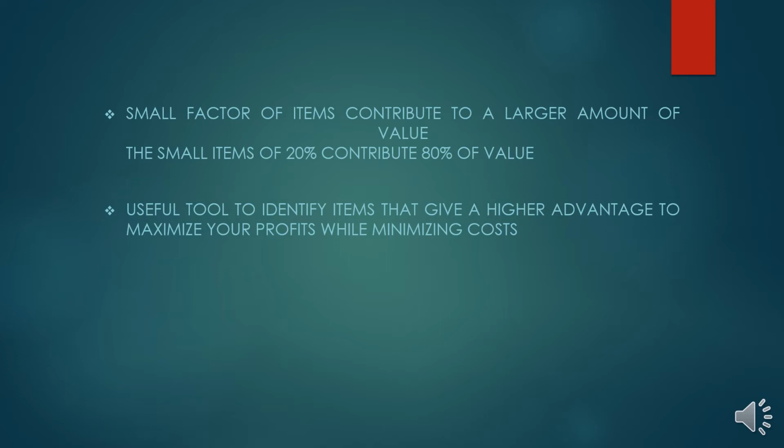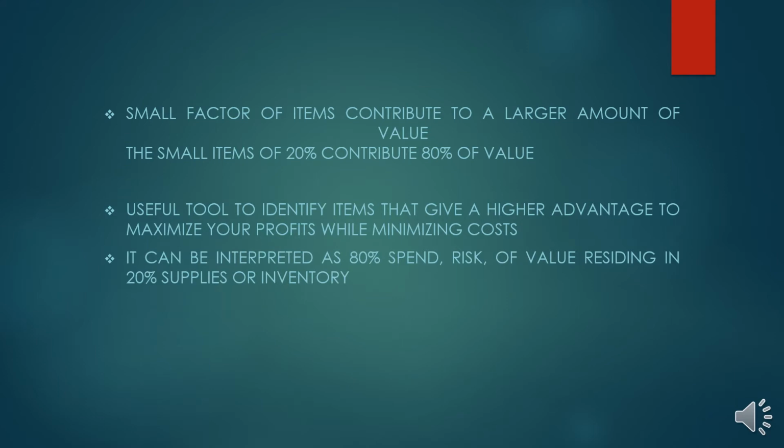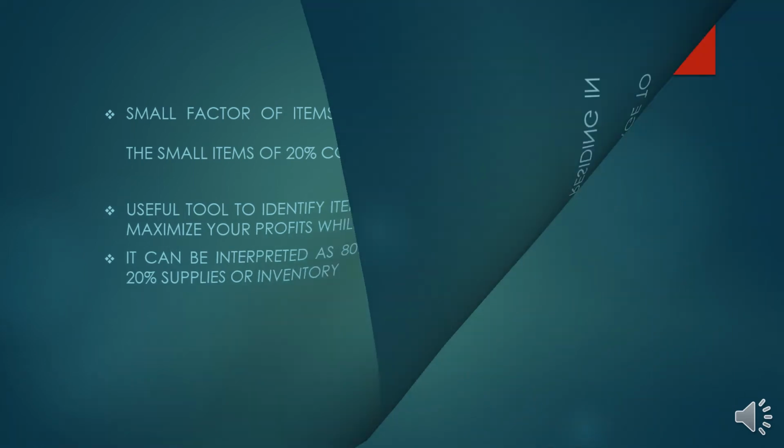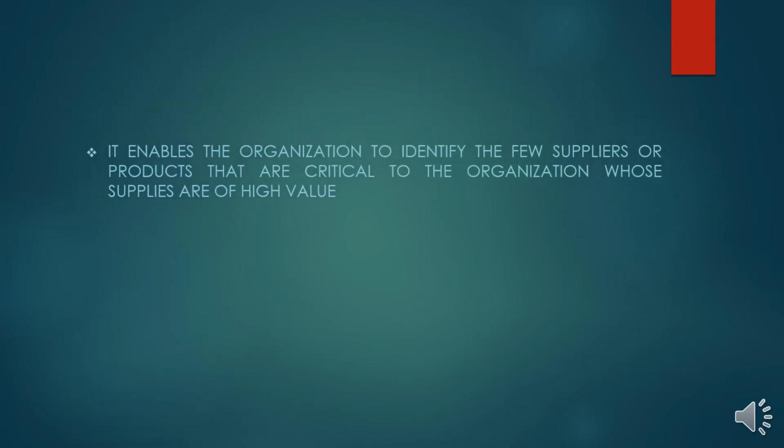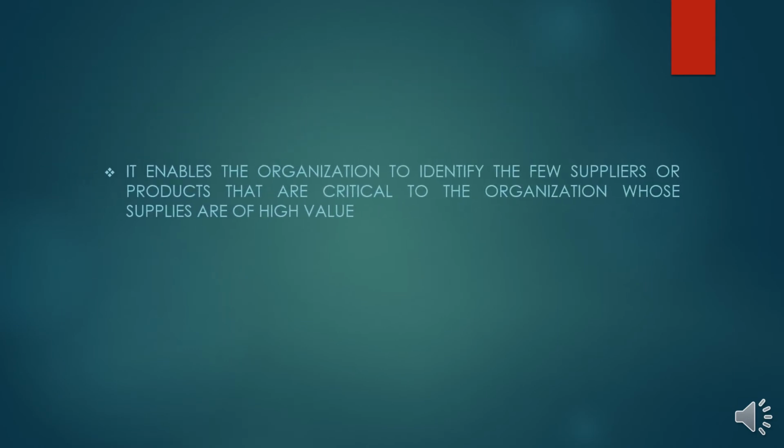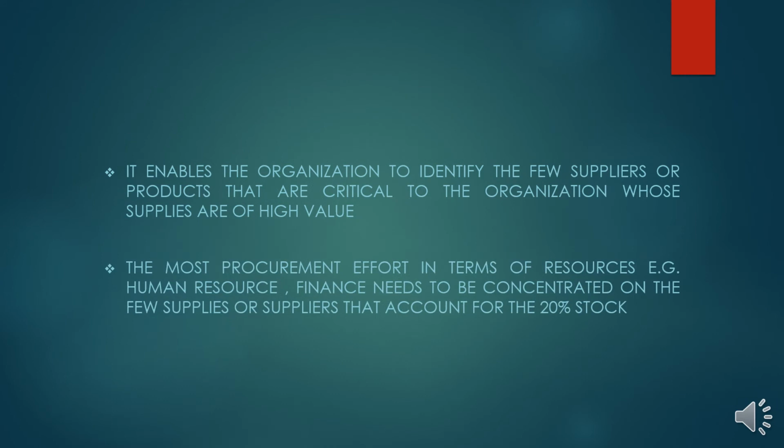So this tool is useful to identify those items that give a higher advantage to maximize profits while minimizing costs. It can also be interpreted as 80% spend or risk, or 80% of value residing in 20% supplies of inventory. It enables an organization to identify few suppliers or products that are critical to the organization whose supplies are of high value. Most procurement efforts in terms of resources, human resource, finance needs to be concentrated in these 20% of supplies.